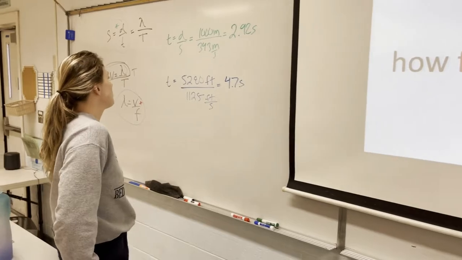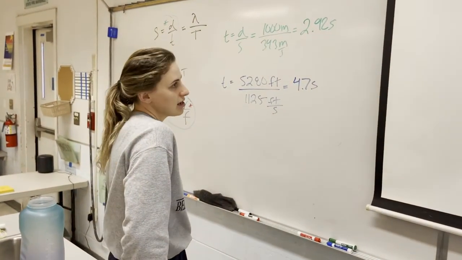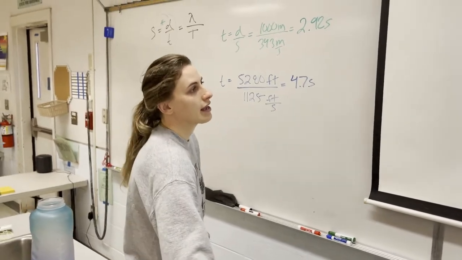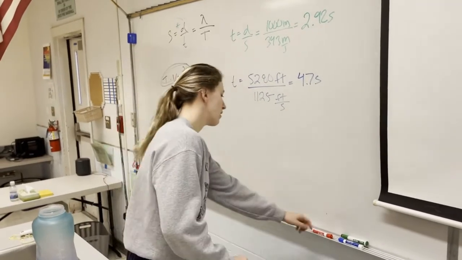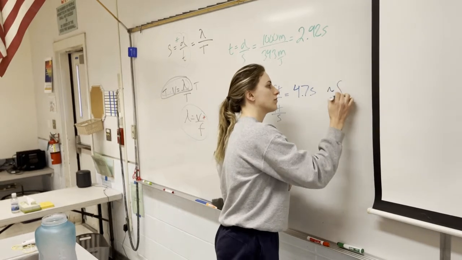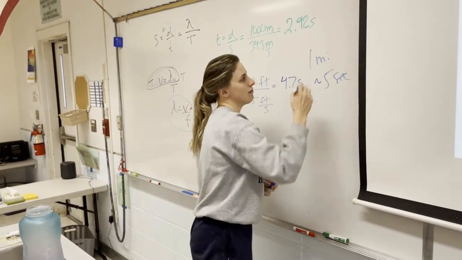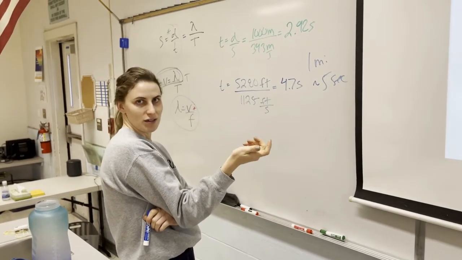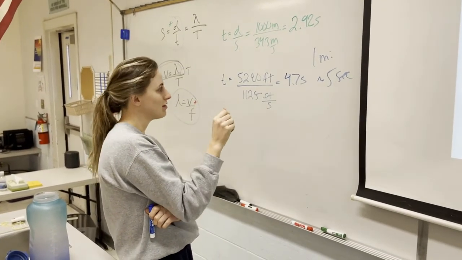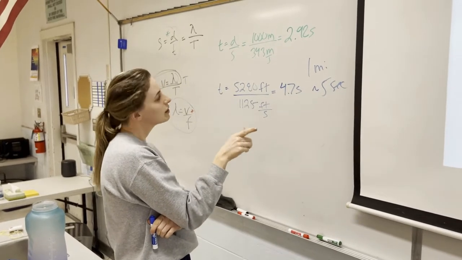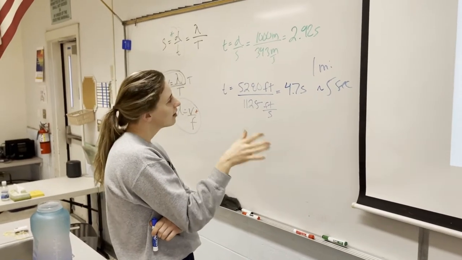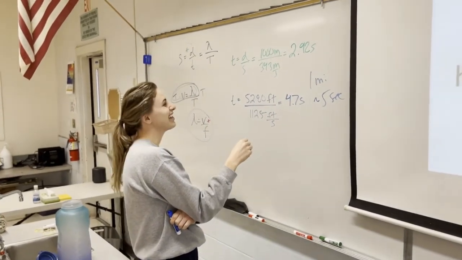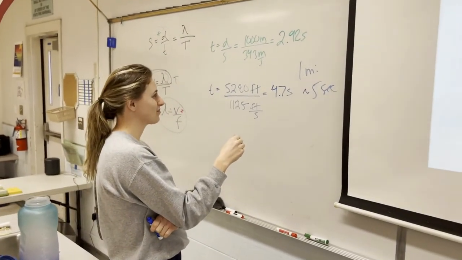How could we use this to estimate how far away lightning is? Sound goes about 1 mile in 5 seconds. So when you see the flash of lightning, start counting: 1001, 1002, 1003, 1004, 1005. That means the lightning is a mile away, and lightning is dangerous. If it's less than 5 seconds, you need to take shelter.